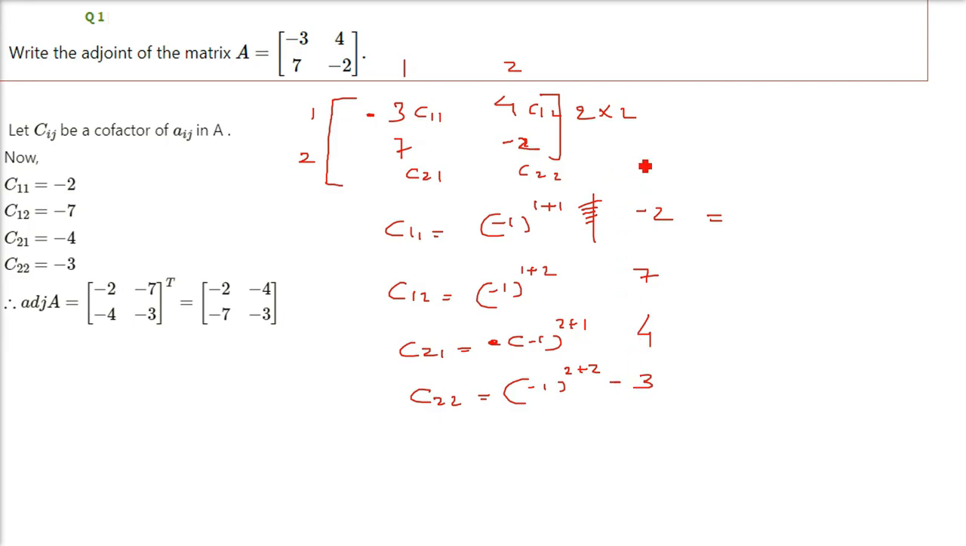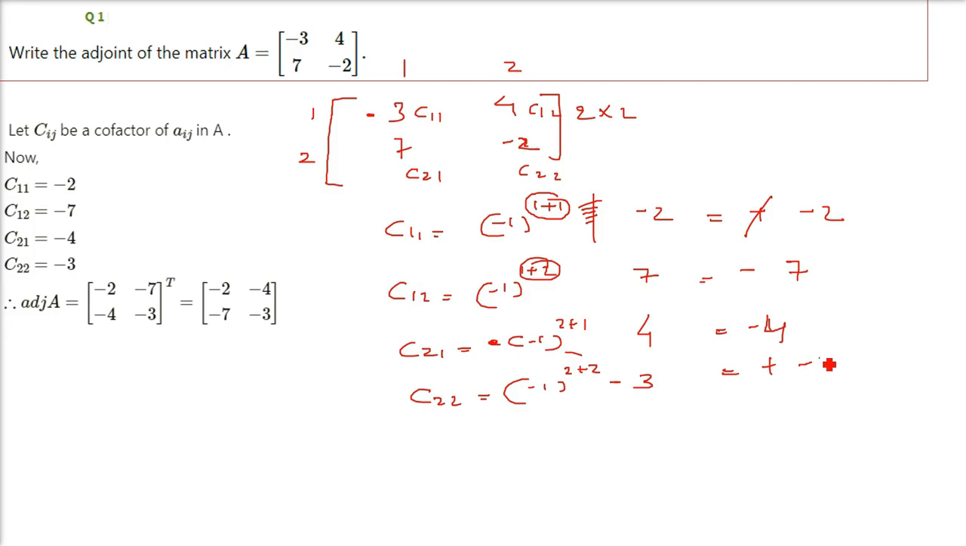Now, as I said, minus 1 to the power odd is going to be negative, minus 1 to the power even is always positive. So minus 1 to the power 3, there are 2 places, so it will be negative. Here it will be positive. It is negative, and this is also positive. So the signs of C12 and C21 will change. The rest will be the same. Minus 2 here. 7 will be negative 7. This is going to be negative 4. And this is going to be negative 3.